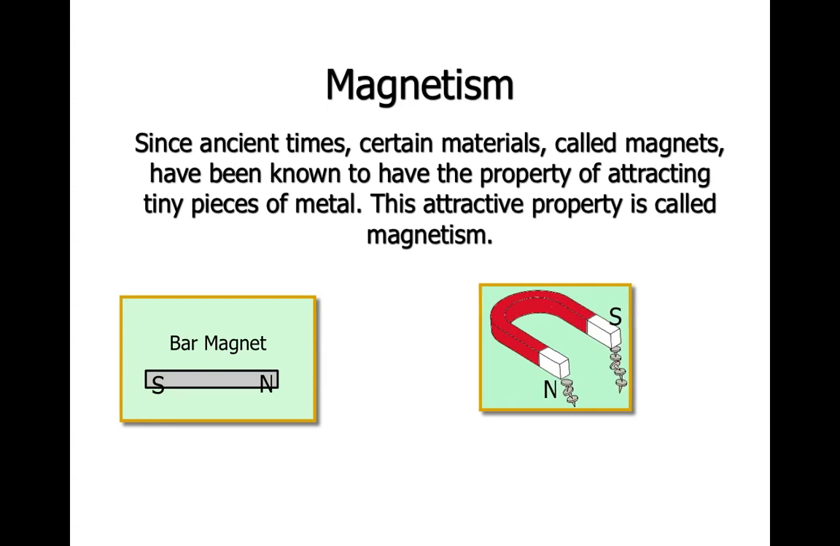So our bars have a north and a south pole on them. No matter which way they're shaped, they have a north and a south pole on them. And then the opposites are attracted to these. And then the magnets are also made of metal, and they are attracted to each other.